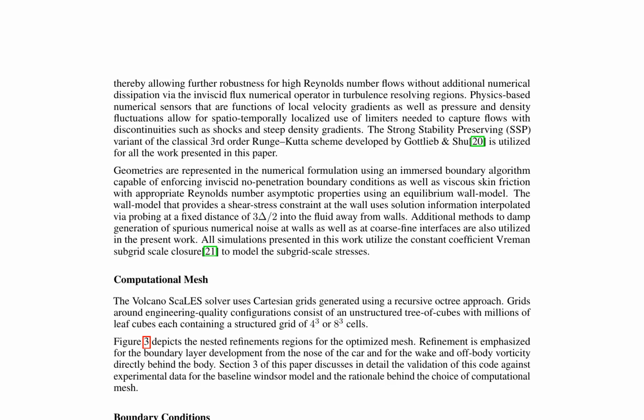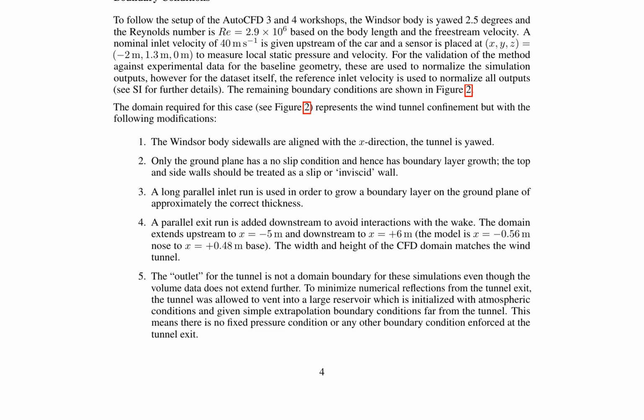Geometries are represented using an immersed boundary algorithm, enforcing inviscid no-penetration boundary conditions and viscous skin friction. The Vreman subgrid scale closure models subgrid scale stresses. The computational mesh is based on a recursive octree approach, with refinement emphasized for boundary layer development and wake regions.